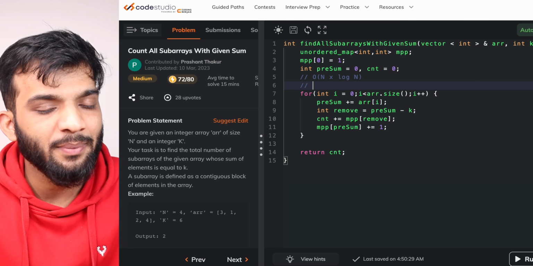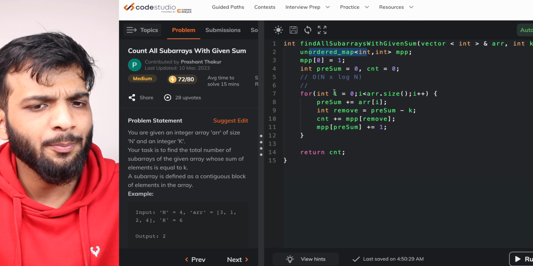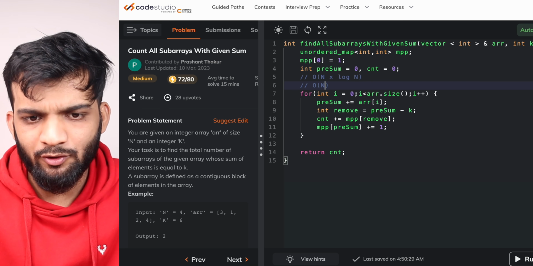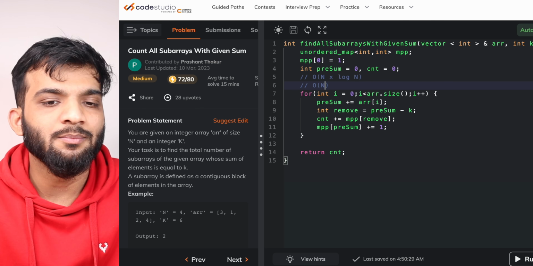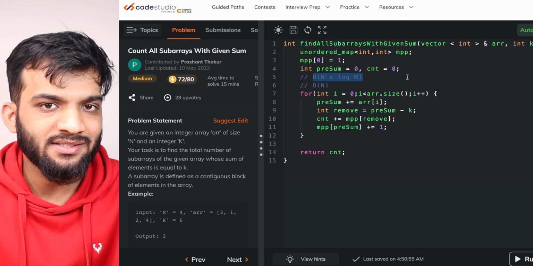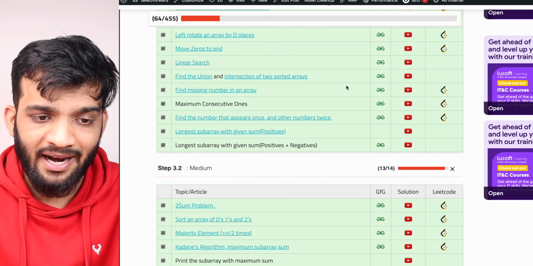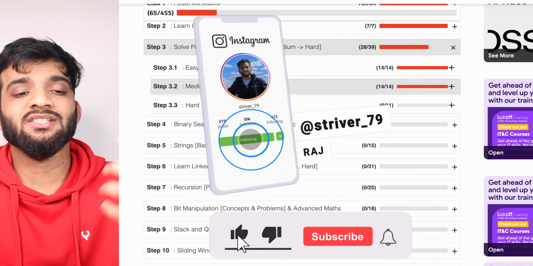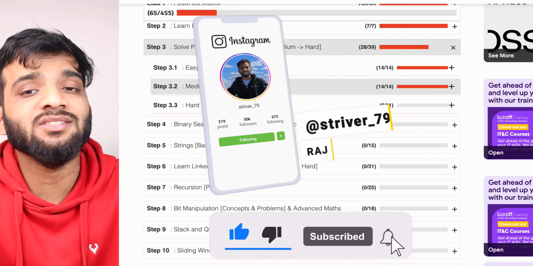What about the space complexity? We're using a map to store all the prefix sums. So in the worst case, all the prefix sums can be different, and we might end up storing n prefix sums. So that will be the space complexity. This will be the time complexity, and we cannot do anything better than that. So going back to the sheet, I can say that this particular problem is completed. With this, we wrap up the medium section of arrays as well.